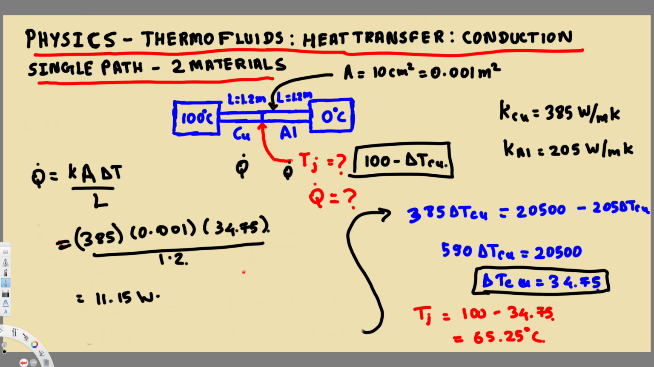So this Q dot is going to be equal everywhere. This one right here for the copper, and Q dot for the aluminum is going to be the same thing.